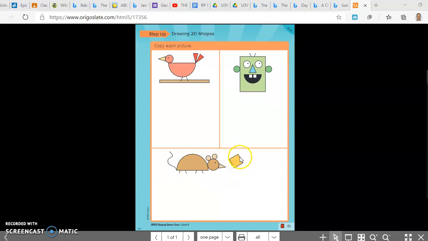It looks like cheese, and that looks like what? A square, right? Alright, so copy these. You can color them as well. Take a picture and upload it.